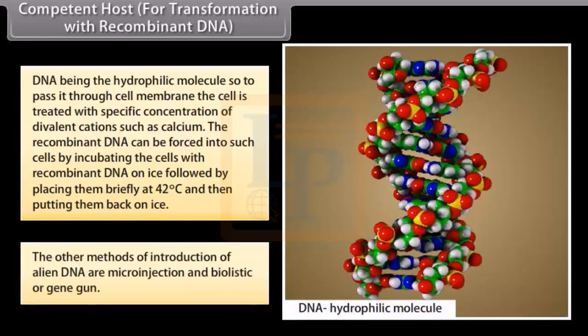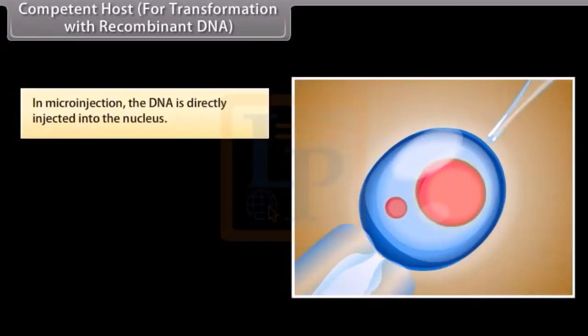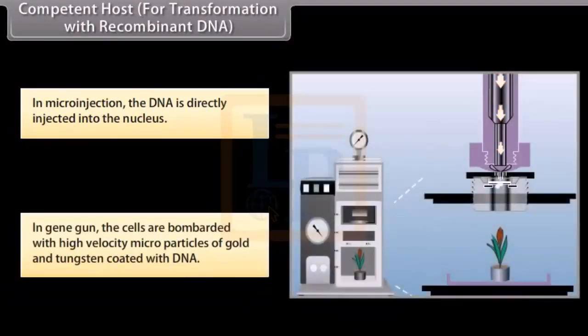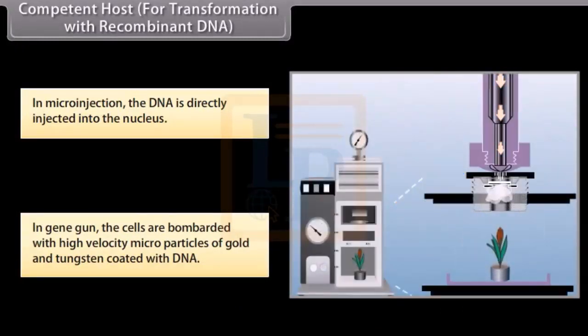The other methods of introduction of alien DNA are microinjection and ballistic or gene gun. In microinjection, the DNA is directly injected into the nucleus, and in gene gun, the cells are bombarded with high-velocity microparticles of gold and tungsten coated with DNA.